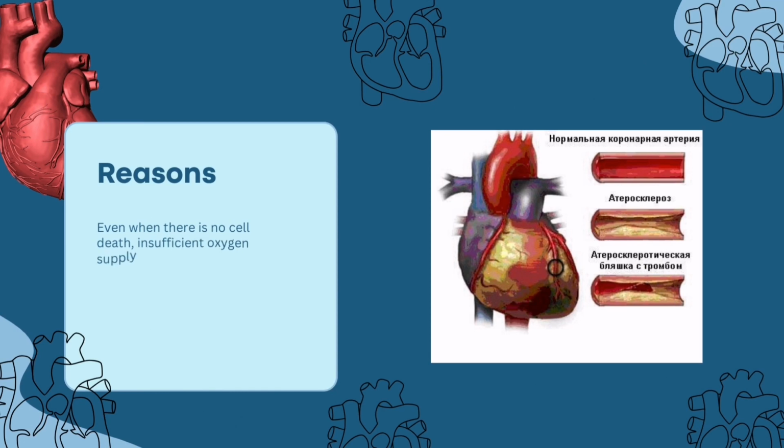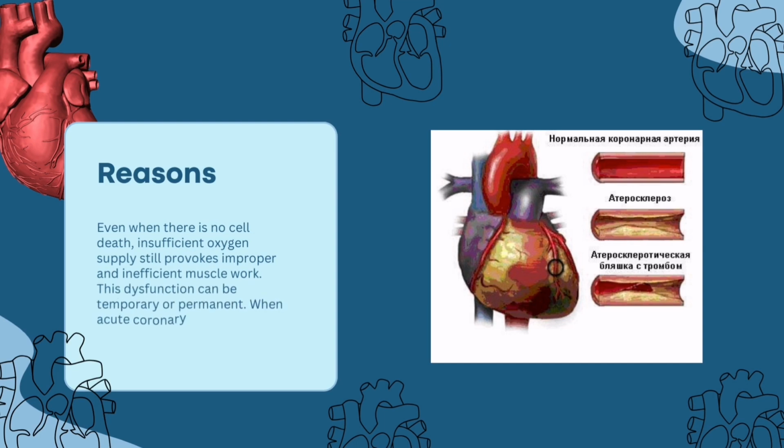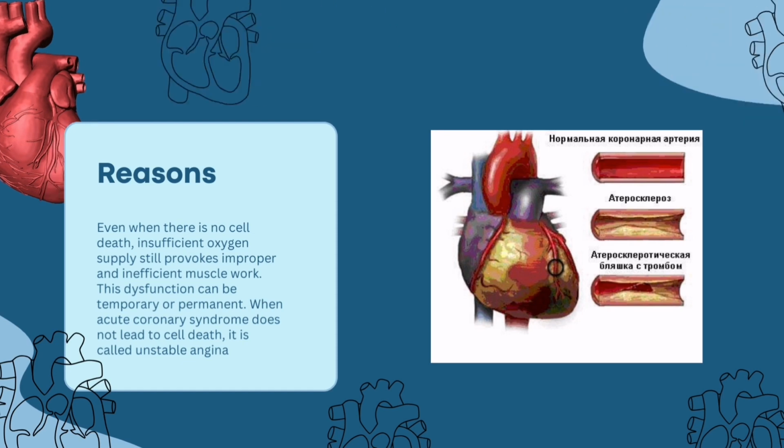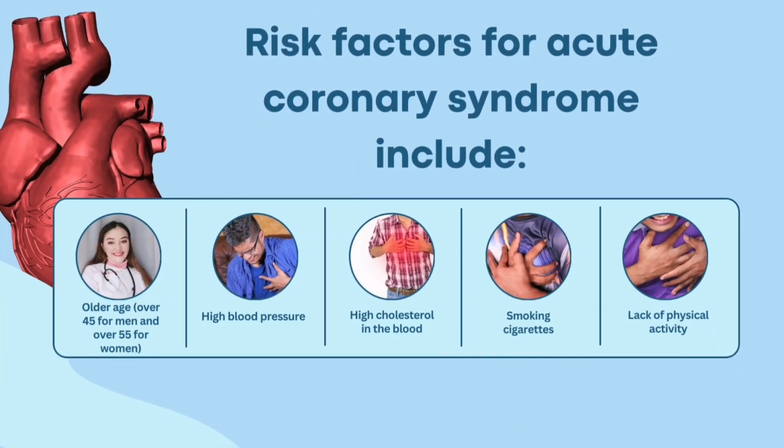Okay, reasons. Even when there is no cell death, insufficient oxygen supply still provokes improper and inefficient work of the muscle. This dysfunction can be temporary or permanent. When acute coronary syndrome does not lead to cell death, it is called unstable angina. And in this picture we can look at the mechanism.